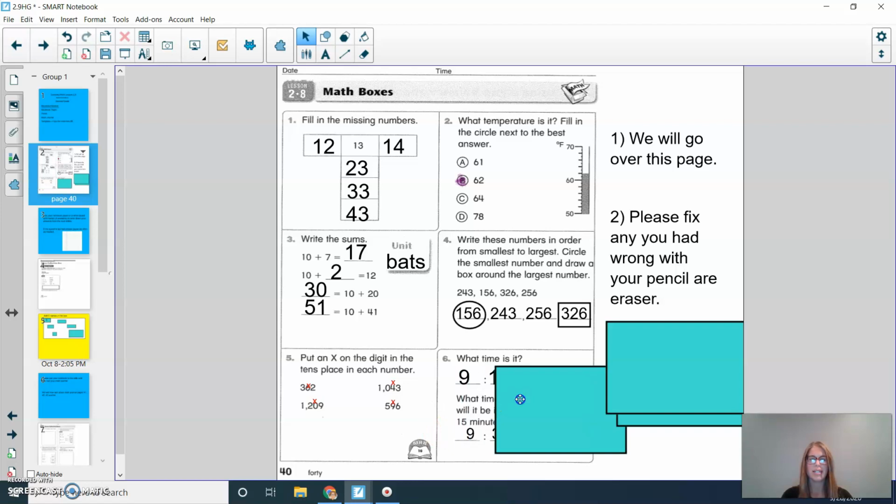For question number 6, what time is it? I can see that my time is 9:15. And then in 15 minutes, so I can count 5, 10, 15, my time would be 9:30. So double check to make sure that you have yours correct. If there's any mistakes, fix those with your pencil and eraser.